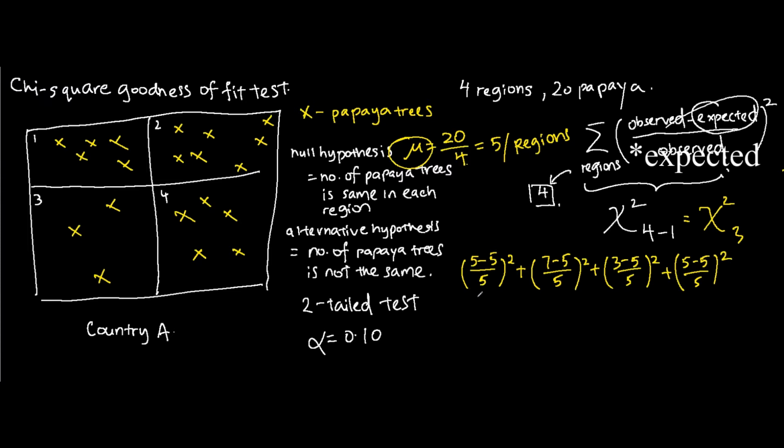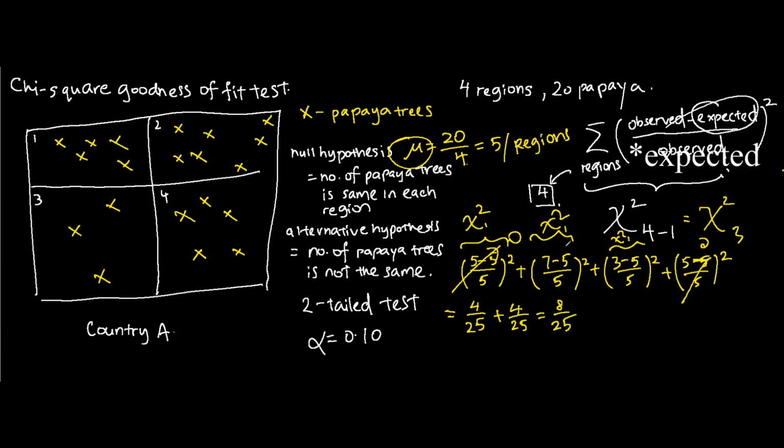Okay, so if you realize, each of these regions follows a chi-square distribution with 1 degree of freedom, but because we are estimating one of the parameters, we have to subtract 1 away. So to calculate it, this is actually 0, this is 0. Well, 7 minus 5 over 5, that is 2/5. 2/5 squared is 4 over 25, plus 3 minus 5 over 5, so that is negative 2 over 5. You square it and it becomes positive, so that is 4 over 25. And this gives you 8 over 25.